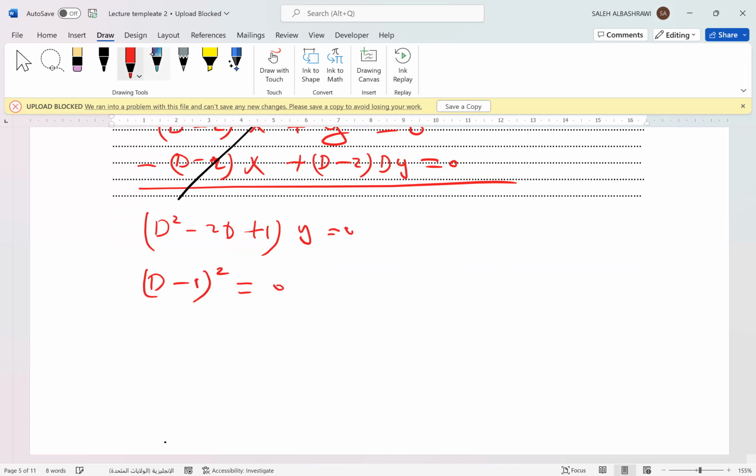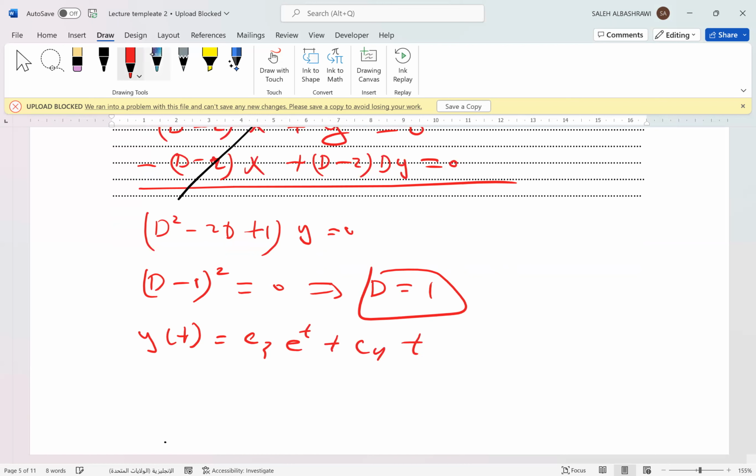By factoring, this will give me 0 so that D equals 1. So y of t will be c3 e to the power t plus c4 t e to the power t. So I now have two functions: y of t equal to c3 e to the power t plus c4 t e to the power t, and x of t, which we found before, is c1 e to the power t plus c2 t e to the power t.